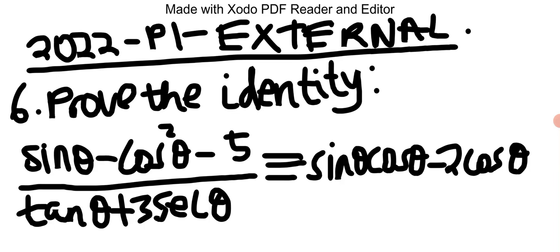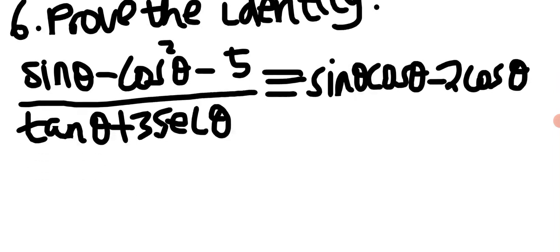And in this video, we are answering the 2022 Paper 1 External, question 6, proving the identity. You have (sine theta minus cos theta) squared minus 5, divided by tan theta plus 3 sec theta, is equivalent to sine theta cos theta minus 2 cos theta.